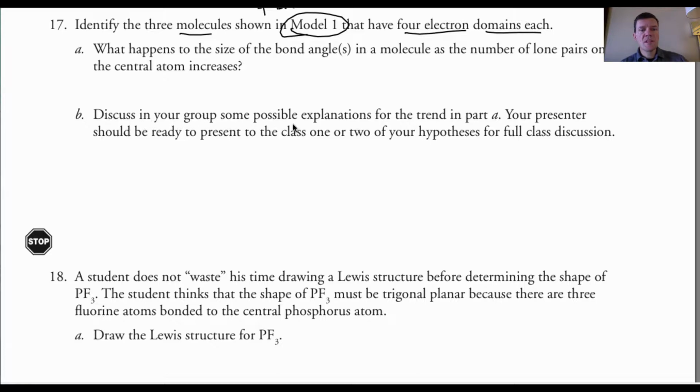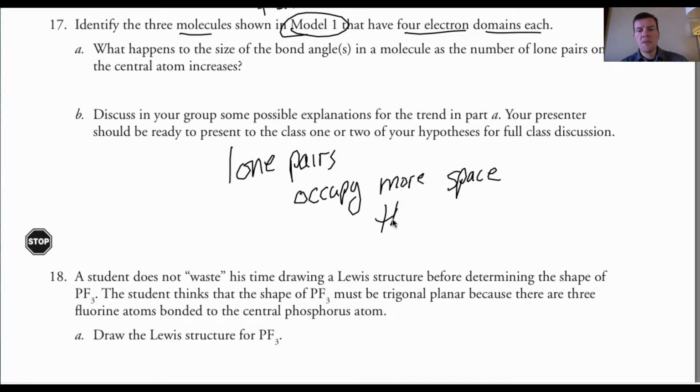Discuss in your group some possible explanations for the trend in Part A. Your presenter, okay. My point I already made is that lone pairs occupy more space than bond regions. Okay?